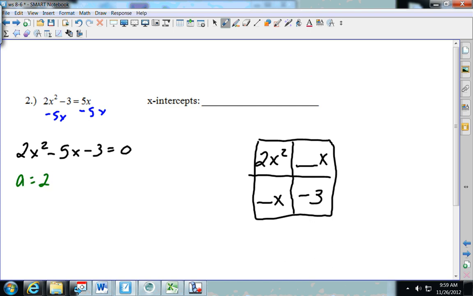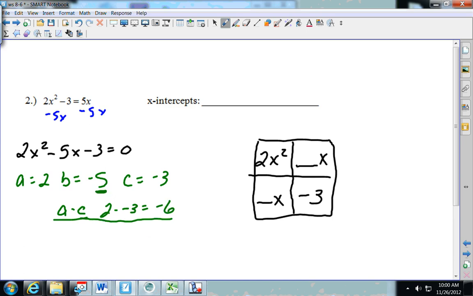A is 2, B is negative 5, C is negative 3. A times C, 2 times negative 3 is negative 6. You need the factors of negative 6 that give you negative 5. It's going to be 1 and negative 6. Now, again, it doesn't matter where you put them. I'll put the 1 here and the negative 6 here.